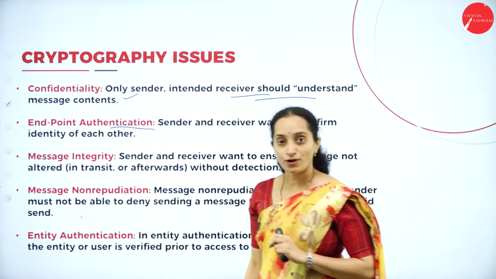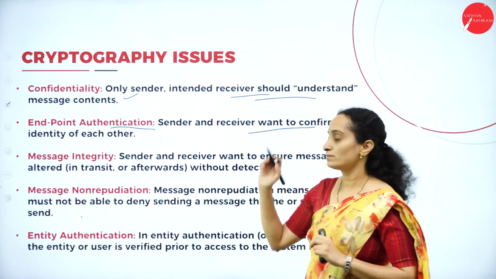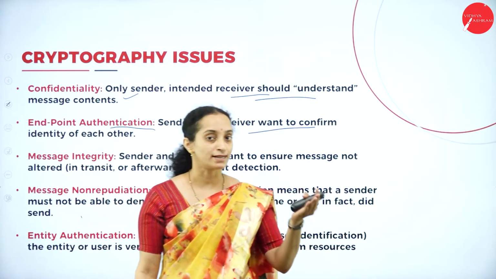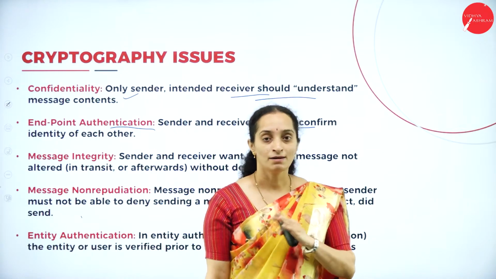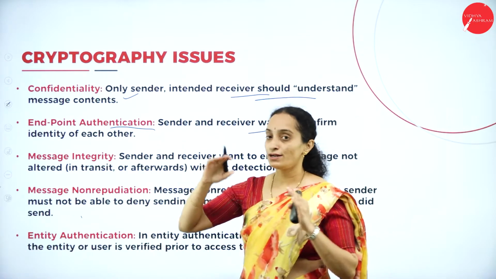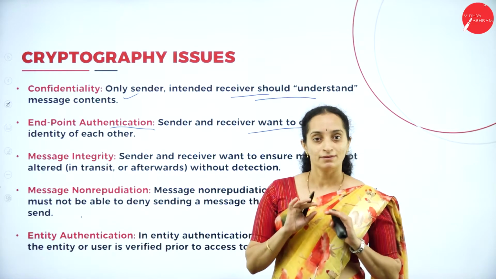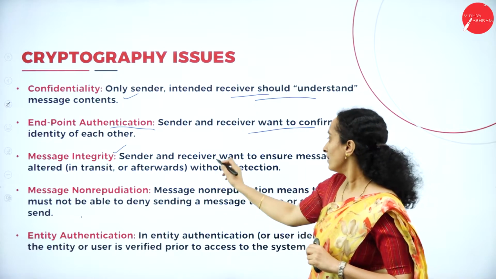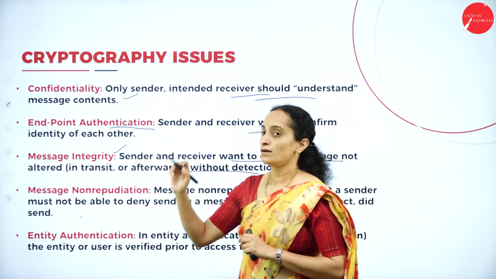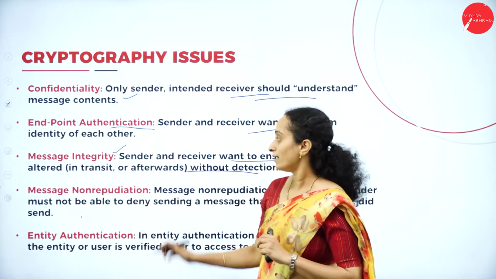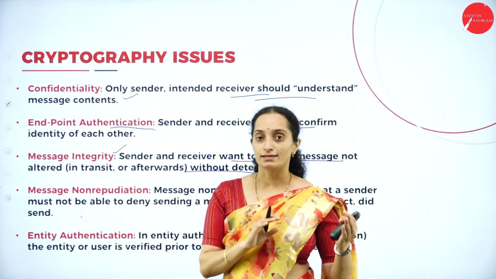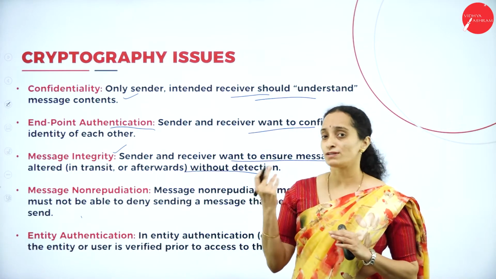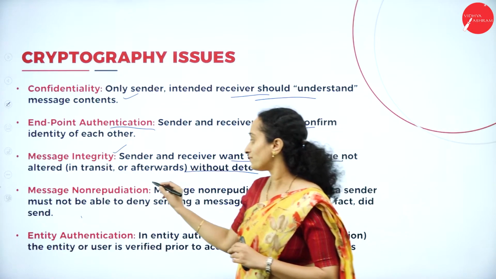Then endpoint authentication. The sender and receiver must identify each other before sending as well as receiving the message. Okay. There must be end-to-end authentication while passing on a message. Then message integrity. Okay. The cryptography ensures that the message sent by the sender and received by the receiver will be in the same form without any transformation. The integrity of the message.